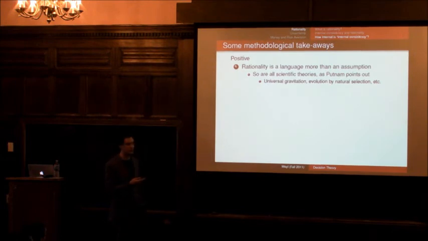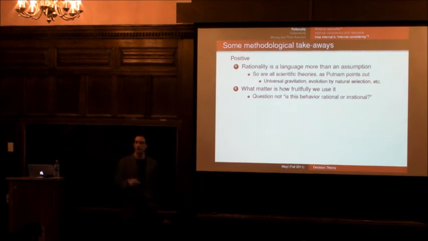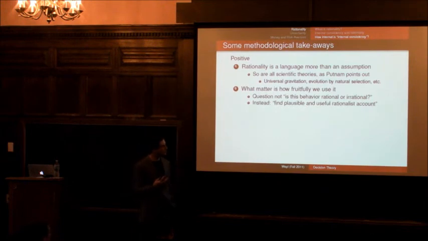And the same thing's true for evolution. We can interpret things as adapting to their environment, and that may be more or less useful, but it's not falsifiable in any way. You can't test evolution per se. So what matters is much less testing the theory, but rather how fruitfully can we use it. The question is never, is this rational or irrational behavior, but is there a plausible and useful way to analyze this in terms of rationality.